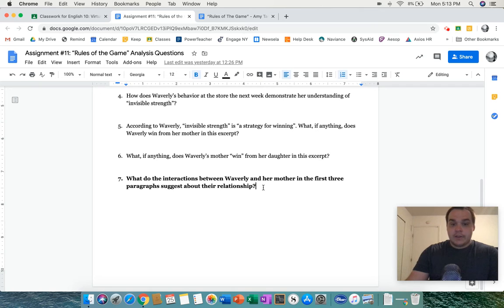This question down here, I bolded it because this question requires a little lengthier of an answer. This is going to be the basis of our discussion for our next Zoom class. Okay. So really make sure that you are putting effort into this. Find at least two pieces of evidence to support what the interactions between Waverly and her mother in the first 3 paragraphs suggest about their relationship, because that's really what's important here. So that's the assignments. Obviously, if you need help, let me know.